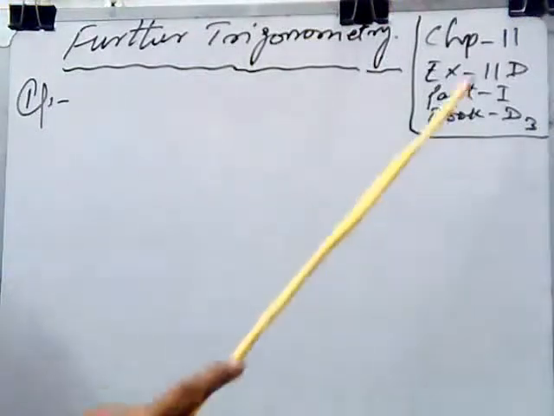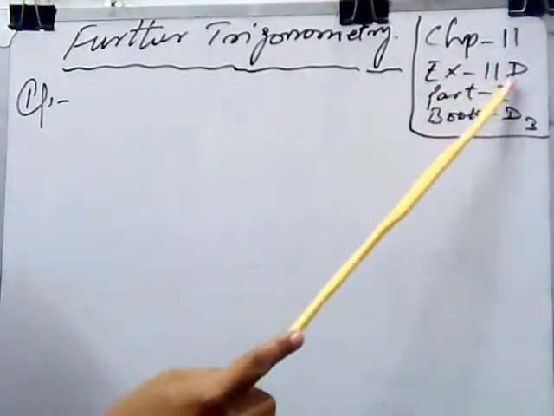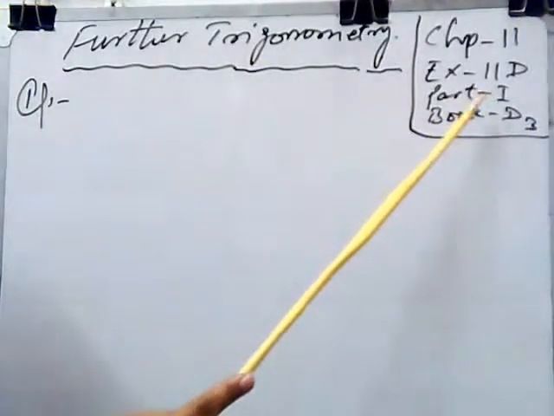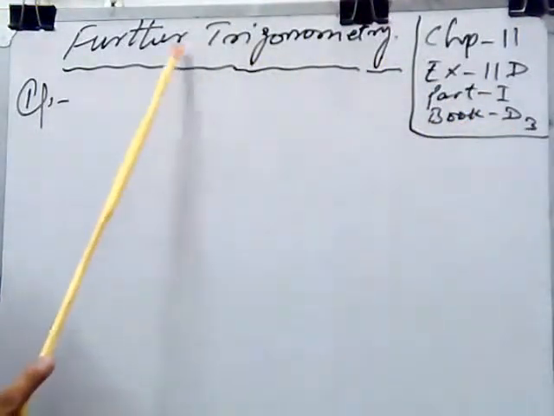Today we will discuss chapter number 11, exercise 11D. This exercise is divided into two parts. Today we will discuss part number 1, and the book is D3, that is Further Trigonometry.